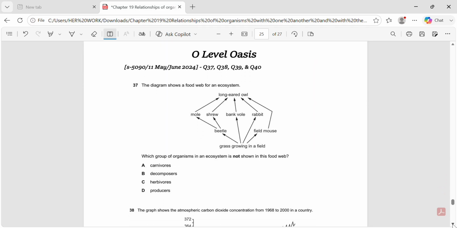Now let's move on to another set of MCQs. We have another question. This question shows a food web for an ecosystem and asks, which group of organisms in an ecosystem is not shown in this food web?